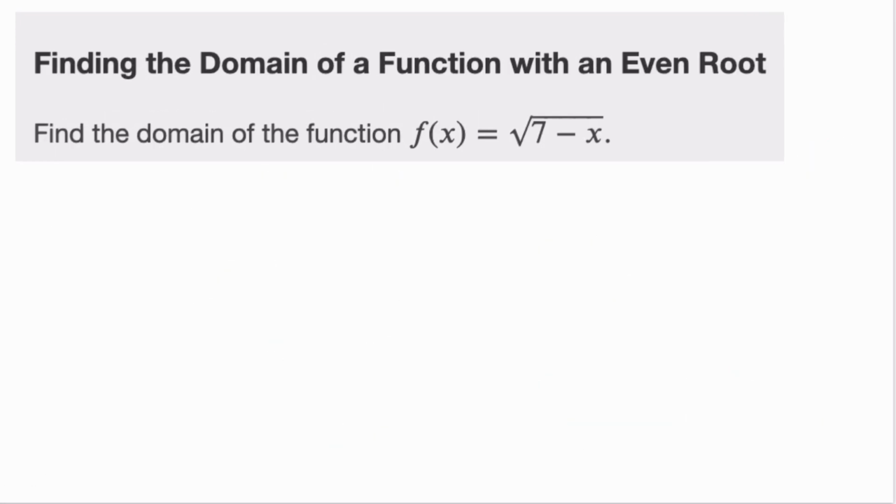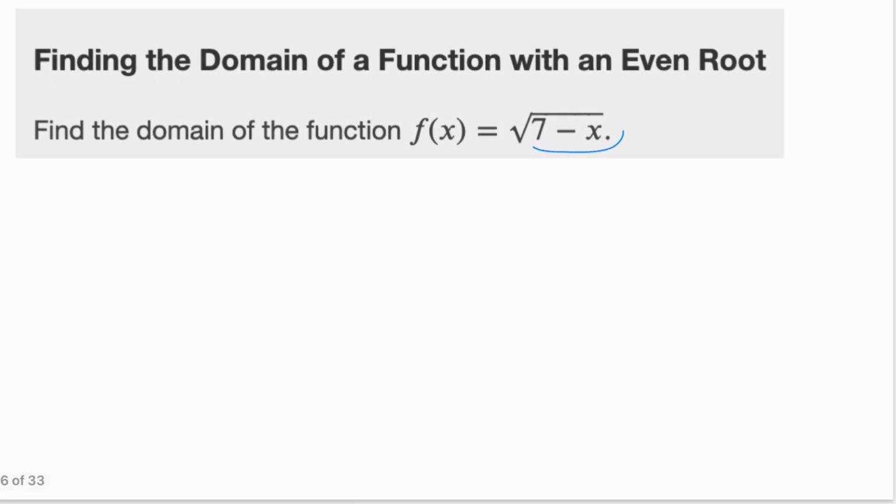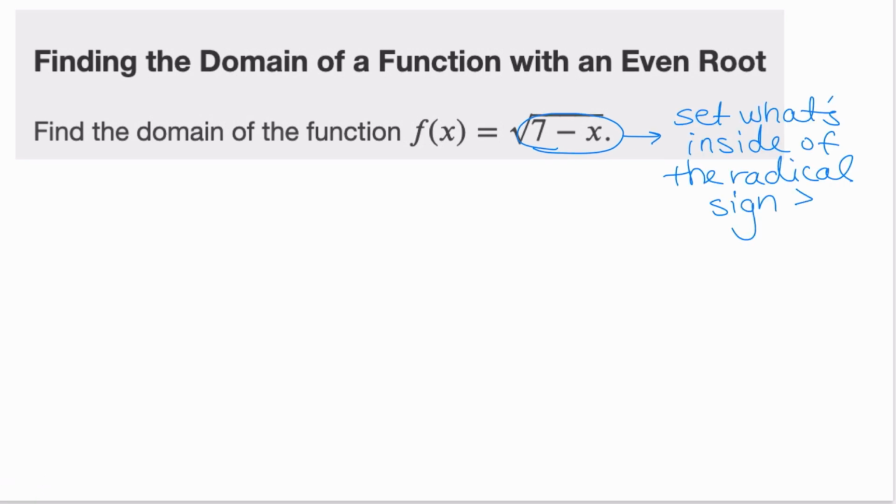When else do I have to worry about restricting my domain? When you have to find an even root. If you remember, you cannot take the square root or the fourth root or any even root of a negative number. Then you're going to have an imaginary answer. Therefore, like in this example, if I want to find the domain of this function, I have to make sure that my radicand, that means whatever is inside of the radical, is set to be greater than or equal to 0, because it's okay. I can take the square root of 0. I just can't take the square root of any negative number.